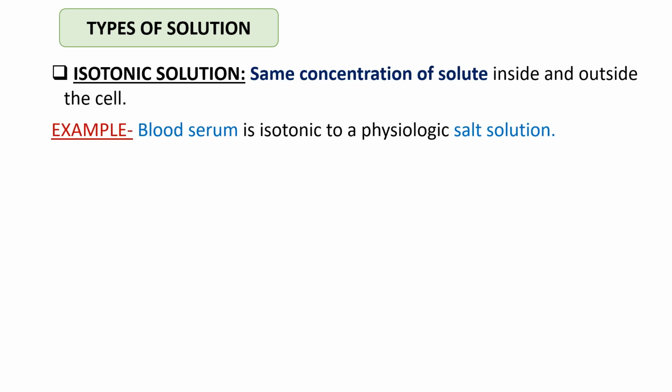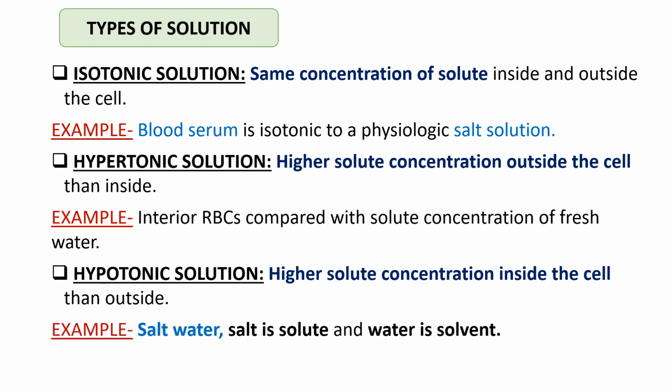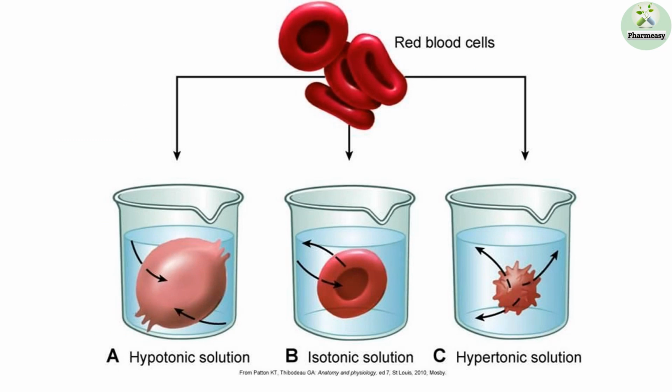In isotonic solutions, there is the same concentration of solute inside and outside the cell. In hypertonic solutions, there is higher solute concentration outside the cell than inside. In hypotonic solutions, there is higher solute concentration inside the cell than outside. This diagram shows the tonicity of red blood cells and what happens if RBCs are placed into hypotonic, isotonic and hypertonic solution. In figure A, the hypotonic solution has lower solute concentration compared to the intracellular solute concentration.